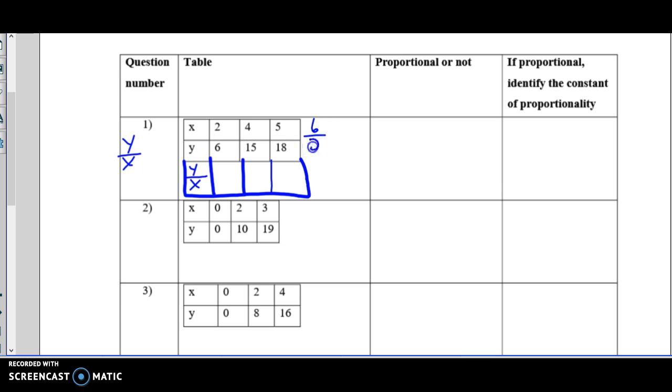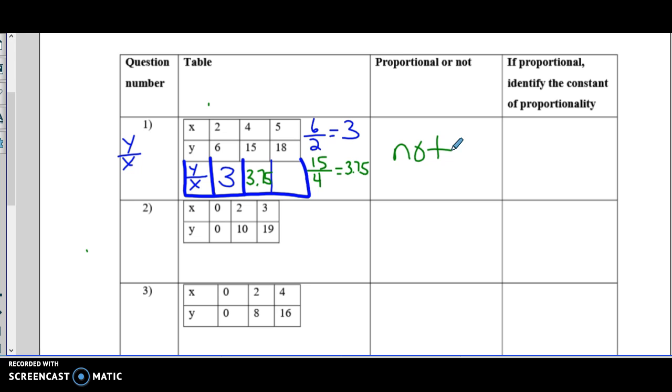So for my first one, I'm going to do it off to the side to have a little more space. I have 6 divided by 2. And when I do 6 divided by 2, I get 3. For my next value, I have 15 over 4. When I do 15 divided by 4, I do not get 3. I get 3.75. And so I can stop right there. I see that I don't have the same unit rate, so therefore it is not proportional.